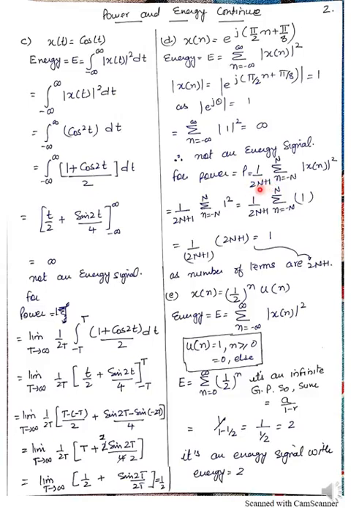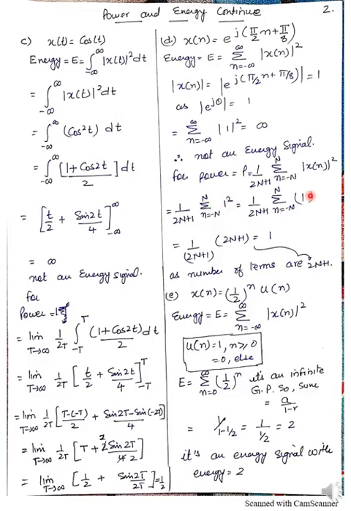The total number of integers here is 2N plus 1, N plus N plus 1, due to the 0 which is coming between them. So x[n] square again is 1. So we are adding 1 how many times? From minus N to N.